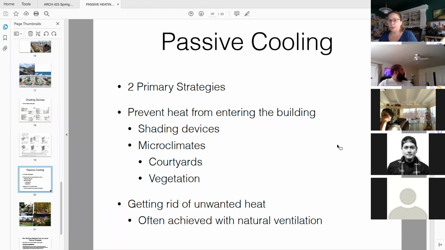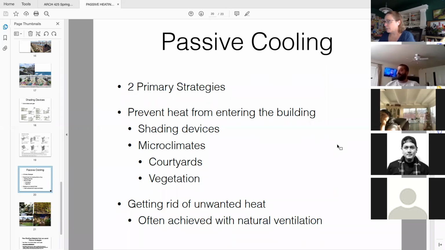One is don't let the heat in in the first place. Two, if it gets in, what are you going to do about it? And how do you get it out in a timely fashion before it pushes your thermal comfort out of your range of comfortability? So to keep heat from coming into the building, shading devices.